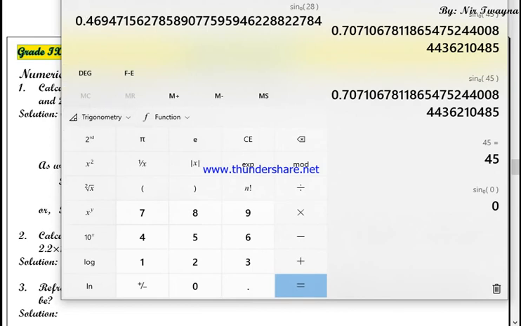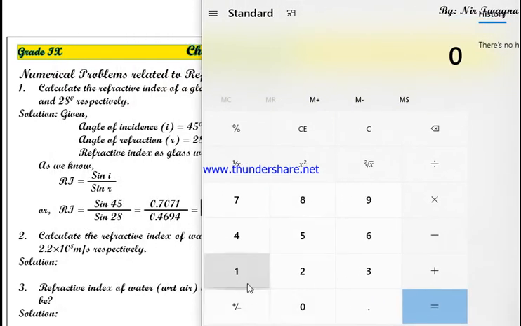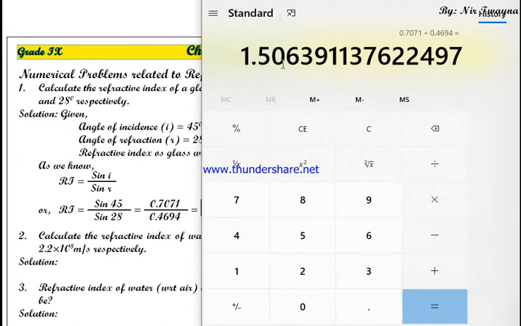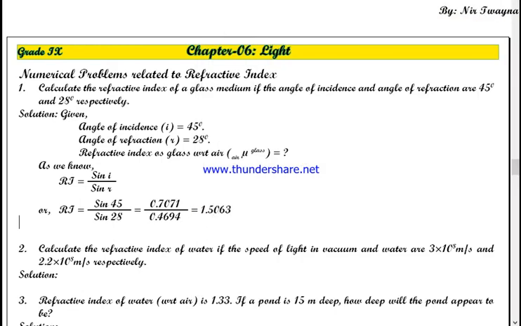Basic or standard calculator is enough now. 0.7071 divided by 0.4694 equals to, and what did we get? 1.5063, okay. So this is your answer.